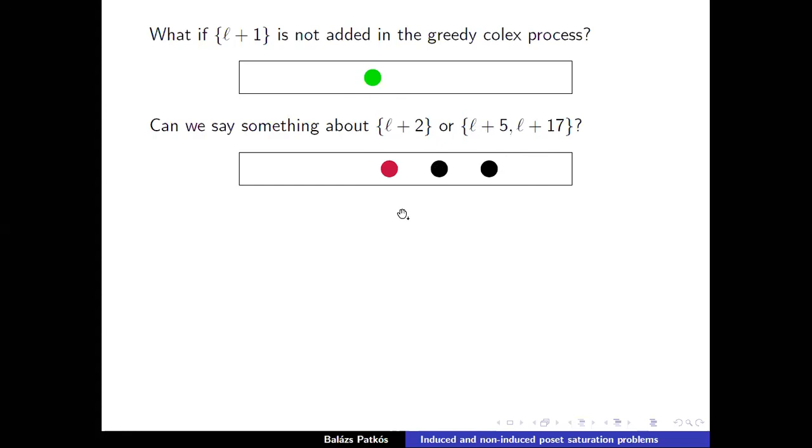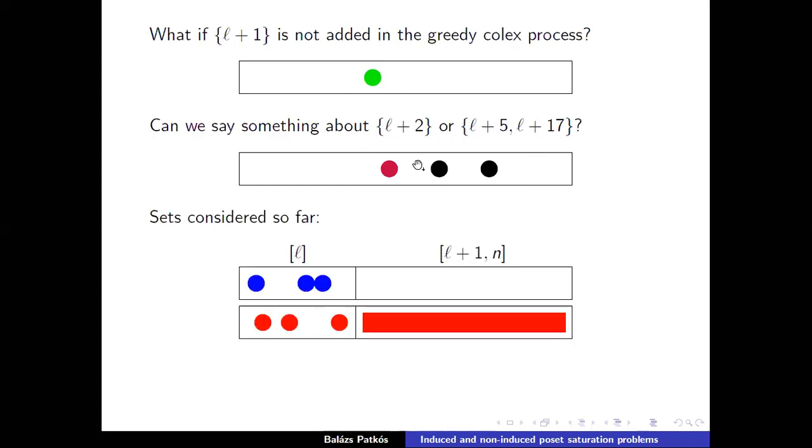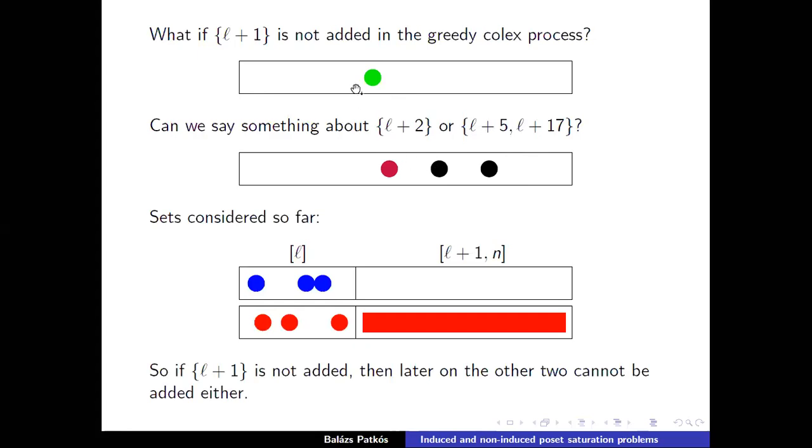Why is that so? Let's look at all those sets that were considered so far in the greedy colex process. This is a singleton that doesn't contain the largest element, so this is an F. What are the sets that were considered so far? Those sets that precede this singleton in the colex order. And what are those? They are the subsets of the first L elements of the ground set.